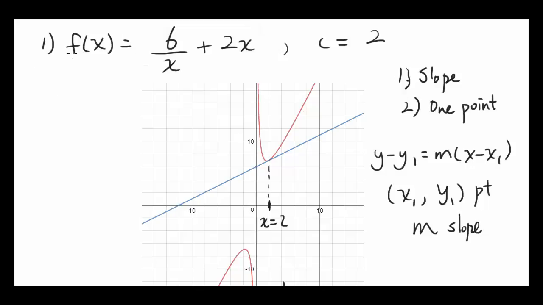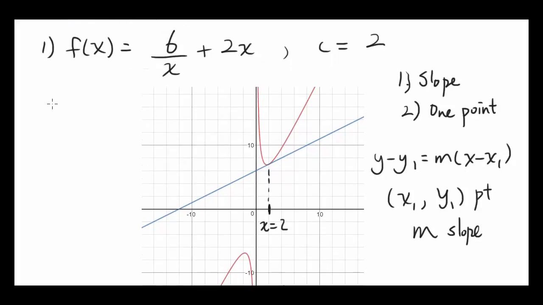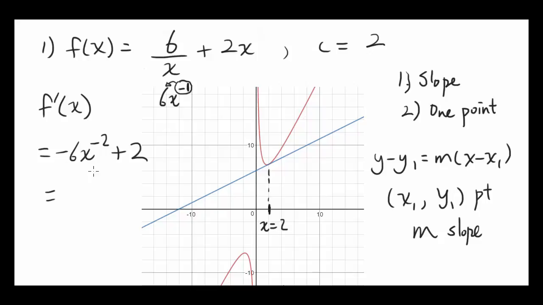So how can we find the slope? To find the slope, you can differentiate and find the derivative of f of x. f prime of x is going to be, well, the 6 over x is the same thing as 6 times x to the negative first power. So to differentiate, you can bring this negative 1 down, and 6 times negative 1 is negative 6 times x to the negative 1 minus 1, or negative second power. And the derivative of 2x, or the slope of the line 2x, is going to be 2. So you have negative 6 over x squared plus 2.